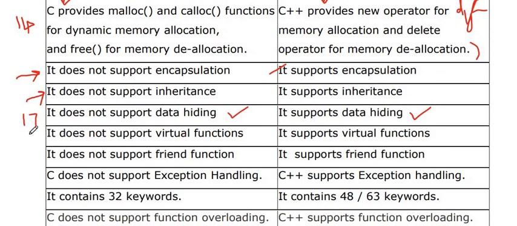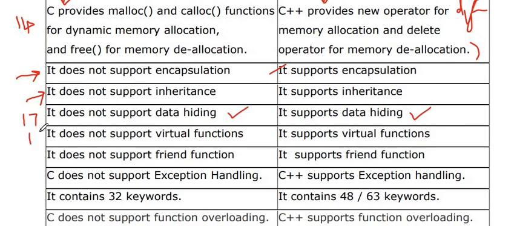Now let us see the next difference between C and C++. Under the C, it does not support virtual functions. Now let us see under the C++. It supports virtual functions.